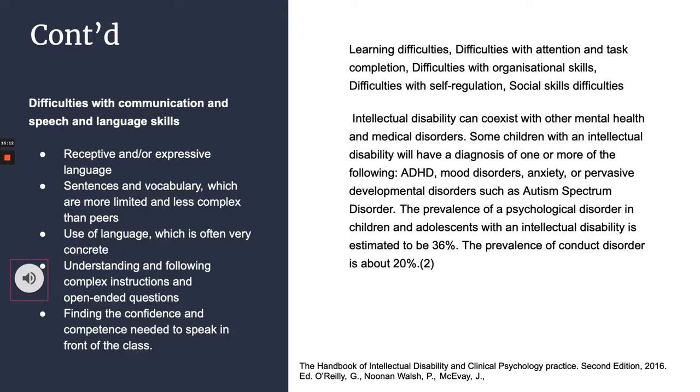Some children with an intellectual disability will have a diagnosis of one or more of the following: ADHD, mood disorders, anxiety, or pervasive developmental disorders such as autism spectrum disorder. The prevalence of a psychological disorder in children and adolescents with an intellectual disability is estimated to be 36%. The prevalence of conduct disorder is about 20%.